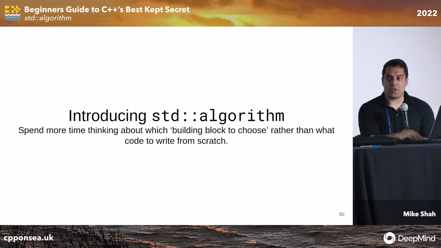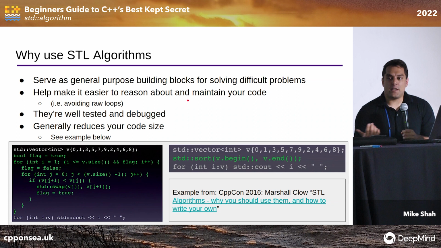So again, why are we going to be using these? Well, general purpose building blocks, easier to reason about our code. I don't know if I've emphasized this enough, but I will share a resource at the end about the importance of avoiding raw loops from Sean Parent's 2013 talk on C++ Seasoning. And the STL algorithms are well-tested, they're debugged, which is more than I can say sometimes about a lot of the code that I write. And generally, you can reduce your code size.